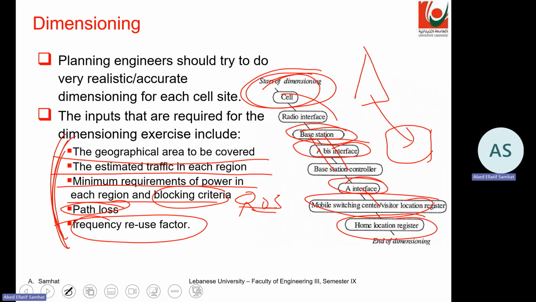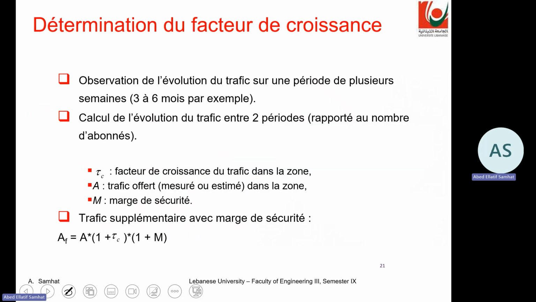Okay, so the first step is to start with the cells and the radio interface. Okay, and in order to do that, we should put, let's say, the observation. So I'm planning this network over which period. Typically, we consider that we work, for example, around 6 months. We consider that the traffic will change every 6 months, for example, and you calculate the evolution of traffic between each two periods.